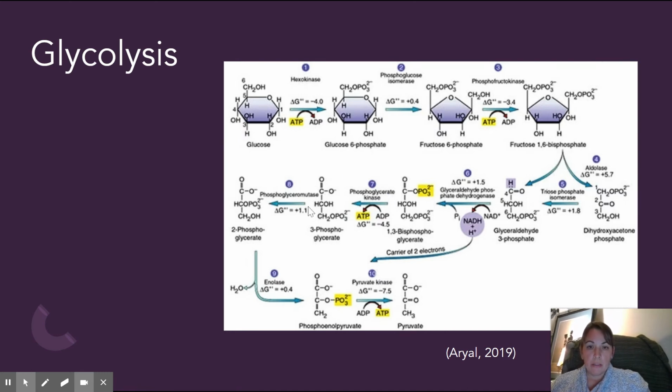Right here, phosphoglyceromutase simply moves the phosphate group from the 3 to the 2 position. In step 9, enolase removes a water molecule. And then in 10, the pyruvate kinase, we have the production of another 2 molecules of ATP, which yields our net overall production of 2 ATP molecules.